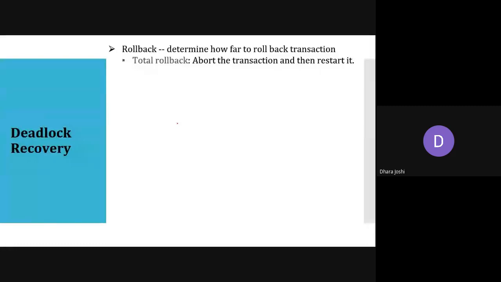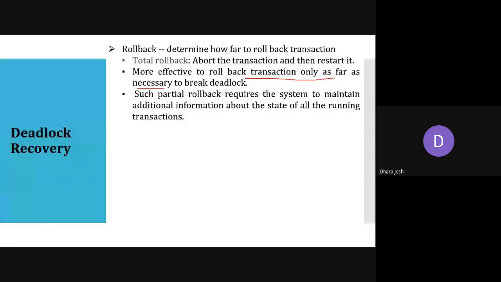More effective is to roll back the transaction only as far as necessary. अगर 10 इंस्ट्रक्शन ठीक से काम कर रही है वहां तक जरूरत नहीं है, 11 इंस्ट्रक्शन से ही रोल बैक उतना ही रोल बैक करेंगे, वापस पहले इंस्ट्रक्शन तक नहीं जाएंगे. It is called partial rollback. Such partial rollback requires the system to maintain additional information about the state of all the running transactions. So we need to have the state, like how many data items have been released, how much work has been completed, from which instruction we need to start, all this information.